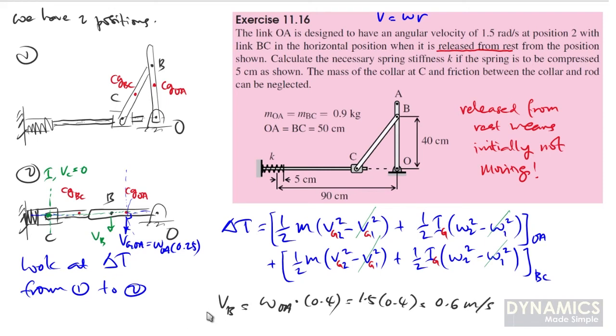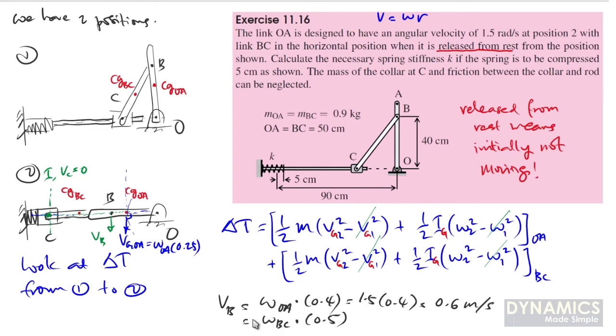Once we know VB, we can use this VB information to determine what will be the omega for member BC at position 2. The same VB can be obtained by using member BC, which is equal to omega for member BC times the radius of B from our center of rotation, in this case point C here. The length BC is given, which equals 0.5 meter.